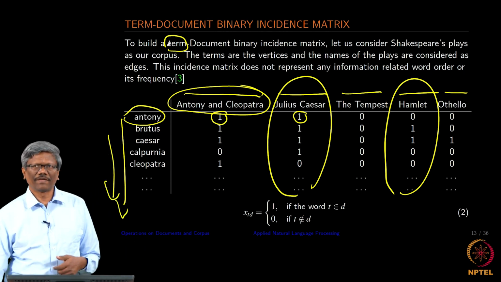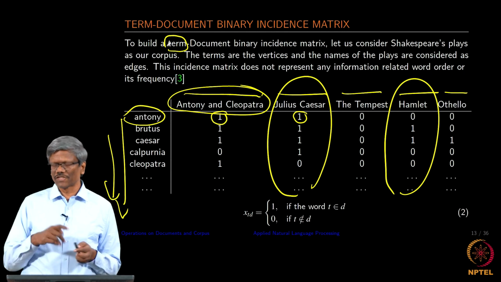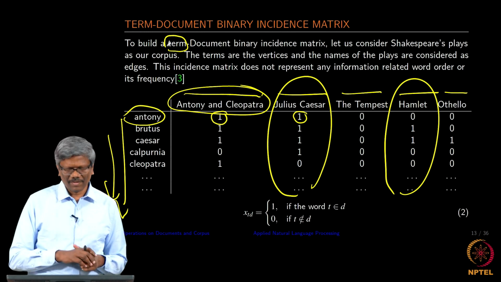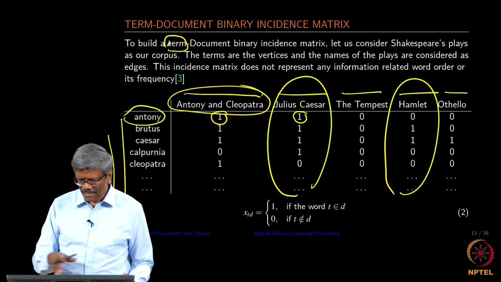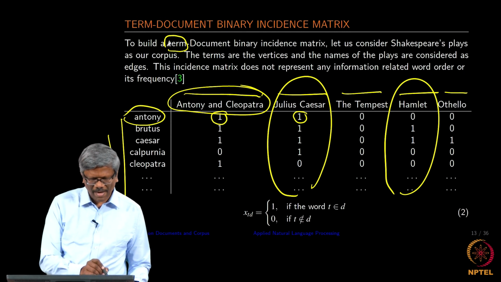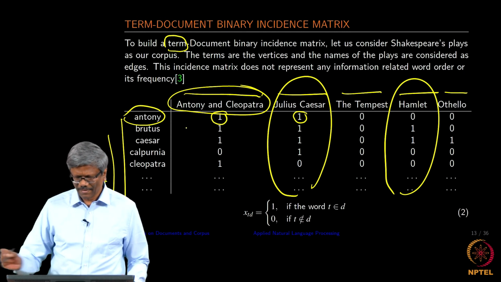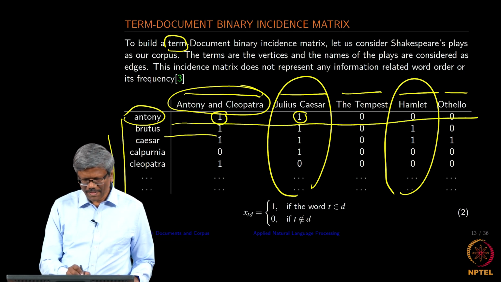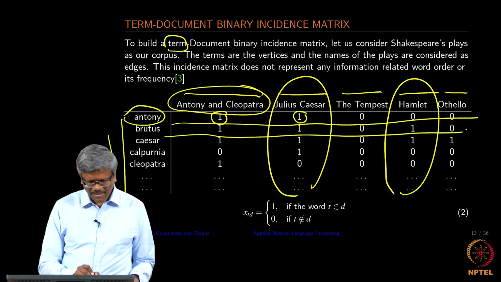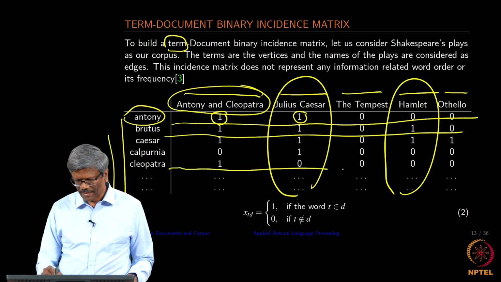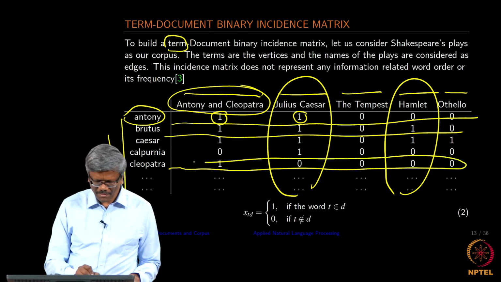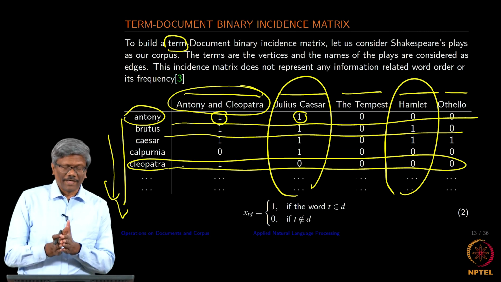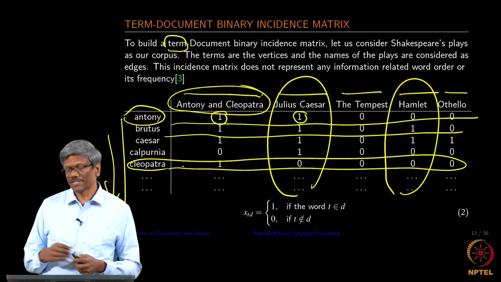What can I do with this? So, I have created a matrix, and I need to perform some operations on it. What kind of operation can I do on a binary matrix? Now that these are all binary representations, for example, Antony is represented as a binary vector along this direction, Brutus is represented as a binary vector along this direction, and Cleopatra is represented as a binary vector along this direction. So, now we have binary values, and it is possible for you to perform some binary operations on this.